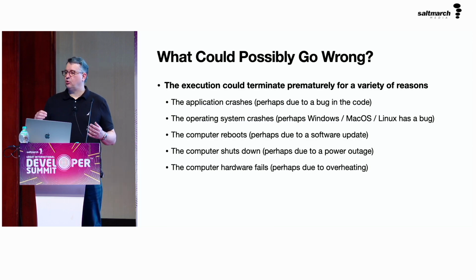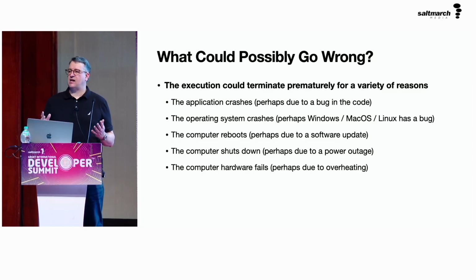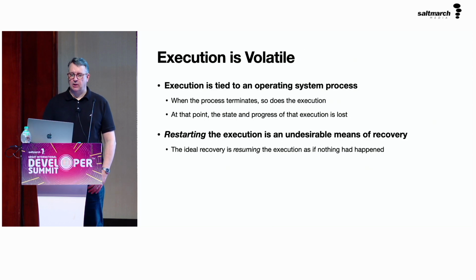It could be that the computer shuts down because there's a power outage. It could be that the computer hardware fails. Maybe the processor overheats and the computer just shuts down. Maybe that is not an everyday occurrence, but if you're running millions of executions a day in a high volume situation, it happens all the time that you experience these sorts of problems. You have to be able to deal with them.